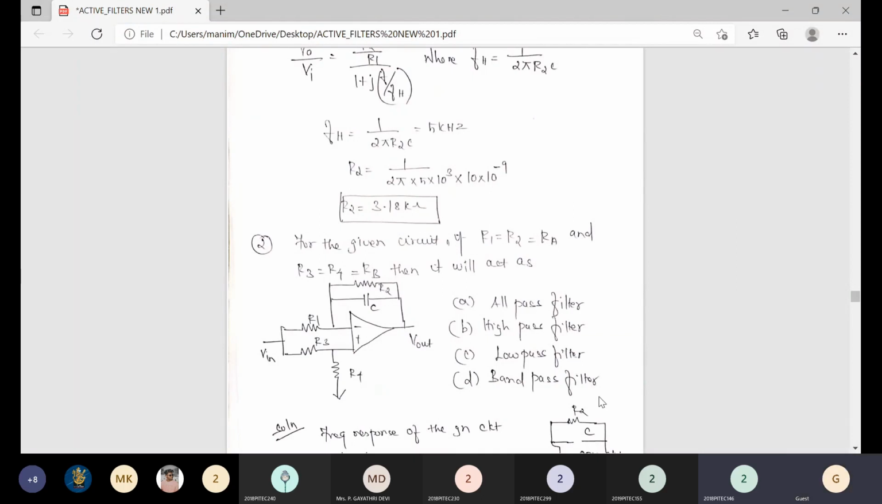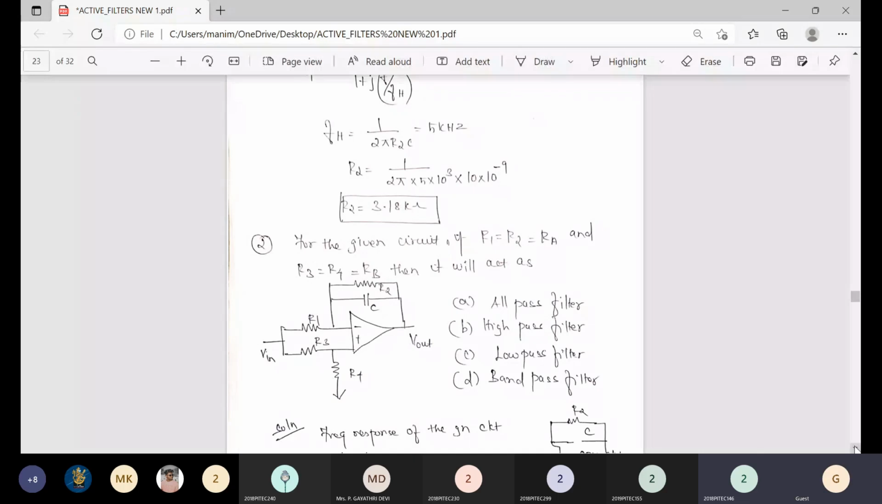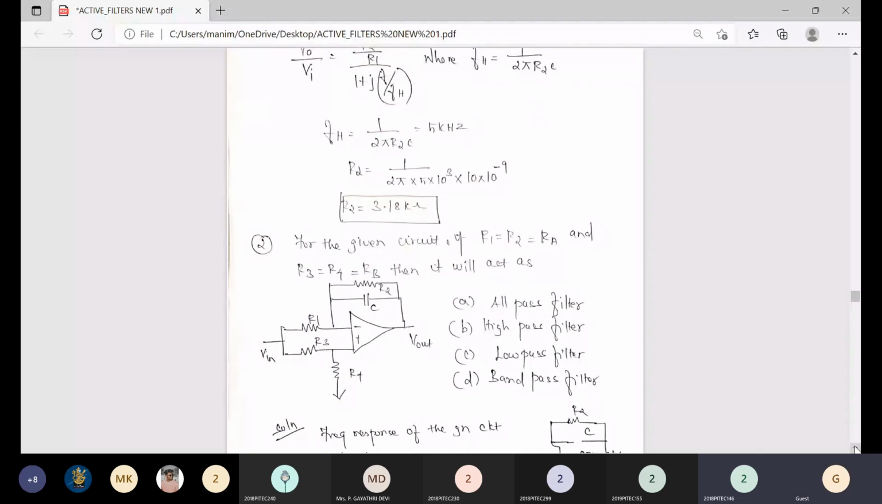First we analyze the filter circuit. First we give the low frequency, then we give the high frequency, then the mid frequency, and see how the filter reacts. Depending upon the frequency, the minimum frequency, DC, is 0.